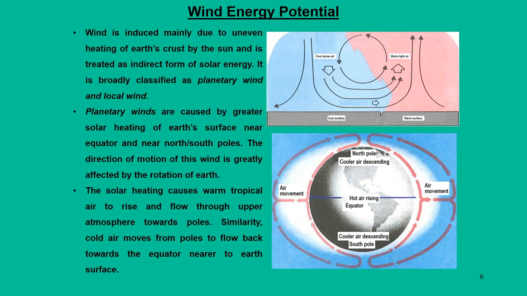Although we normally know that wind is the flow of air, why does this air flow? The essential background for wind formation is solar heating. The sun is the major source of energy. When the sun's radiation falls on the earth's surface, it falls on lands as well as on water bodies. The very basic difference is that when it falls on the land, the land gets heated. So, what happens?